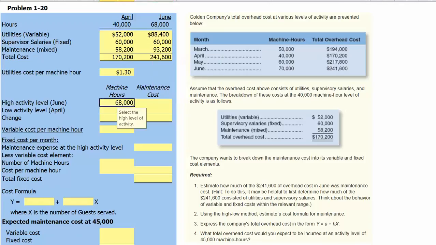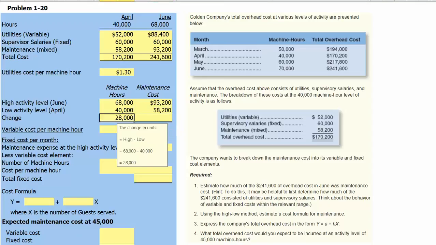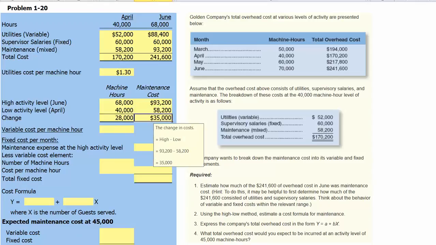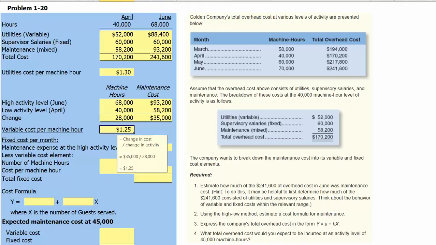At 68,000 machine hours in June, we had a cost of $93,200. The low level of activity occurred in April at 40,000 machine hours at a cost of $58,200. So the change in the level of activity or machine hours is 28,000, and the change in the cost is $35,000. Our variable cost per machine hour then is $1.25, which is the $35,000 change in cost divided by the 28,000 change in machine hours.